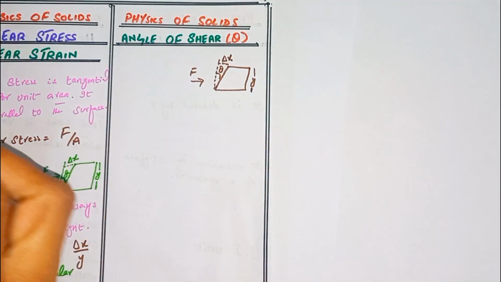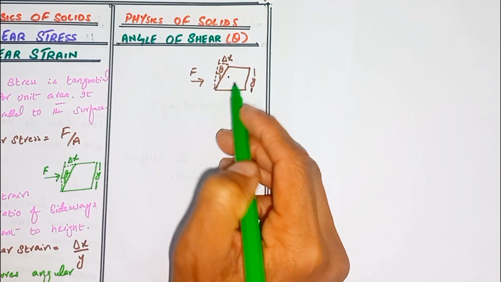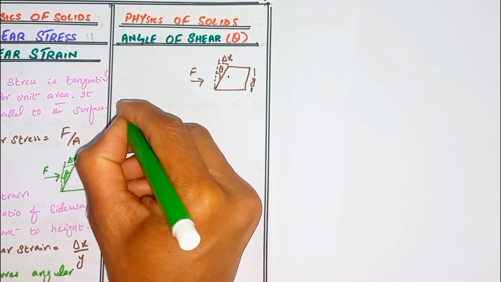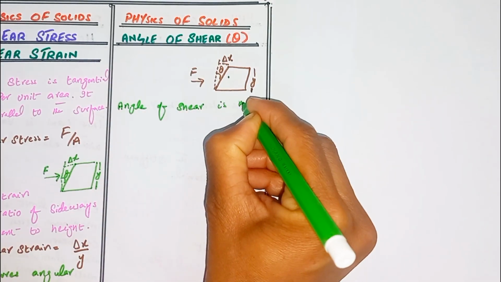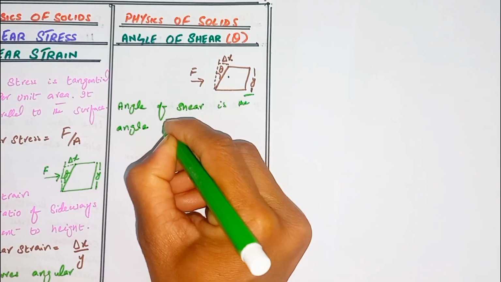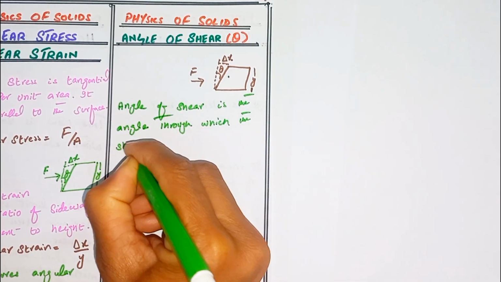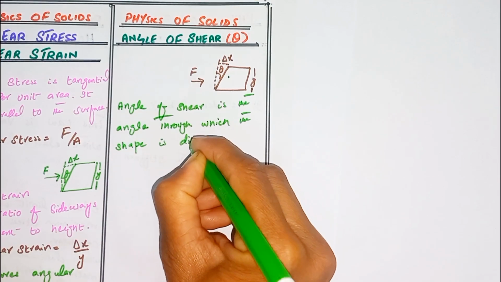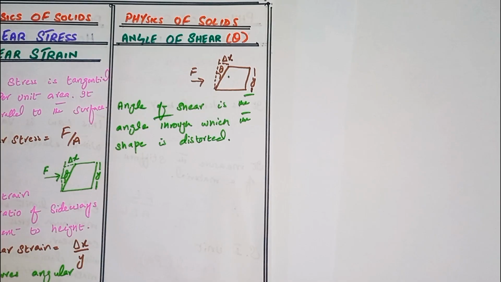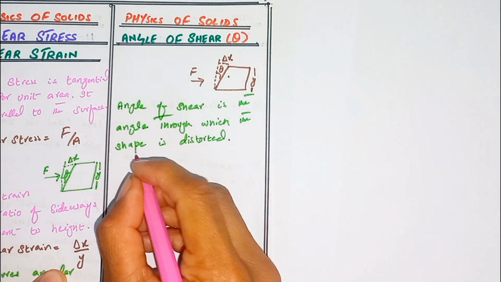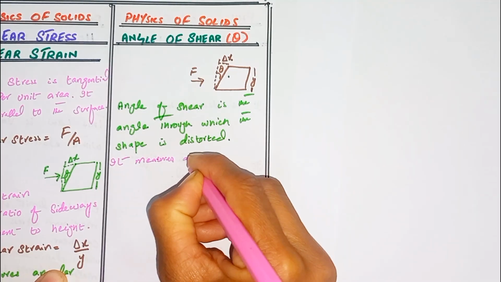So what is the angle of shear? The angle of shear is the angle through which the shape is distorted. Through which angle the shape is distorted, that is called the angle of shear. It measures angular change.